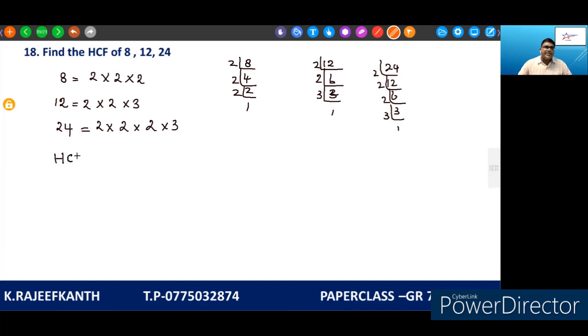Now we have to find the highest common factor. Here these are common for all three numbers. Here these are common. Right, only these two. So we have to multiply 2 by 2, then 4 is the highest common factor. Right? So the highest common factor of 8, 12 and 24 is 4.